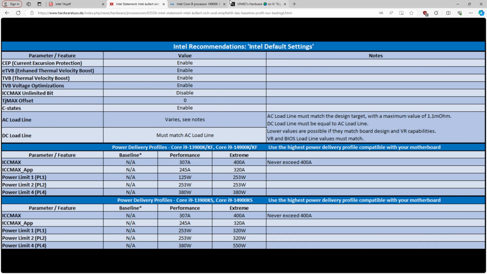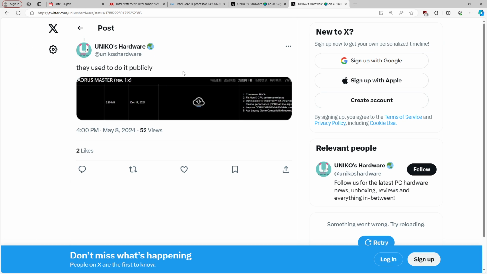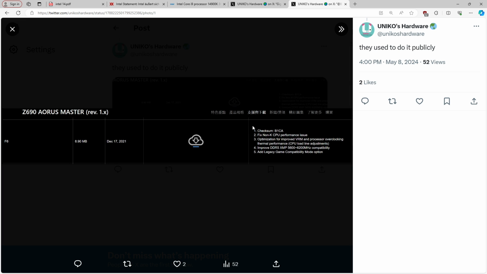Like just the fact that Gigabyte has been, actually, you know what? I'm going to pull up the fact that they've been changing the AC load lines and DC load lines with BIOS updates. So, here we go. Right? So this is a response to a tweet that I made about suspecting that Gigabyte does this, and yeah, "optimization for improved VRM and processor overclocking thermal performance, CPU load line adjustments." Why are they changing this?